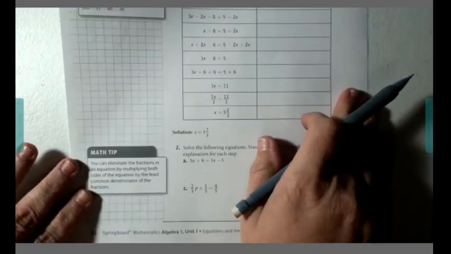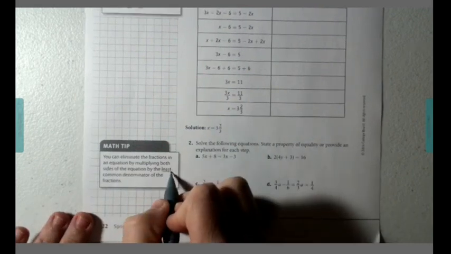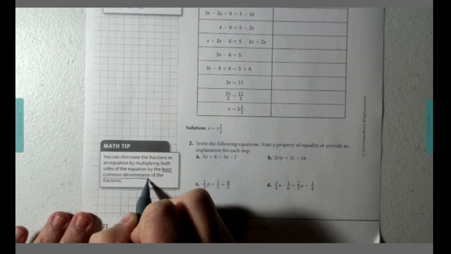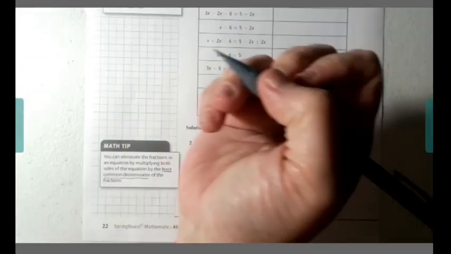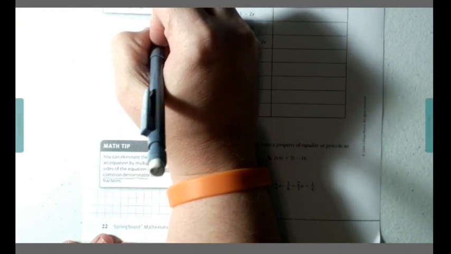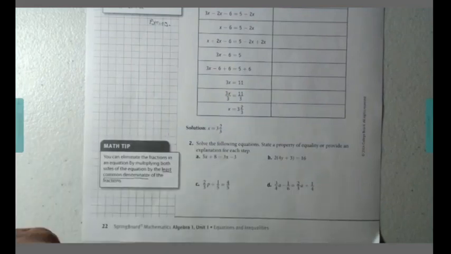The other math tip that we have for this section says you can eliminate the fractions in an equation by multiplying both sides of the equation by the least common denominator of the fractions. This first section, which is 1 and 2, should take approximately 15 minutes. So I want you to go ahead, pause the video here, take 15 minutes to discuss this with your table mates, and then we'll come back together.